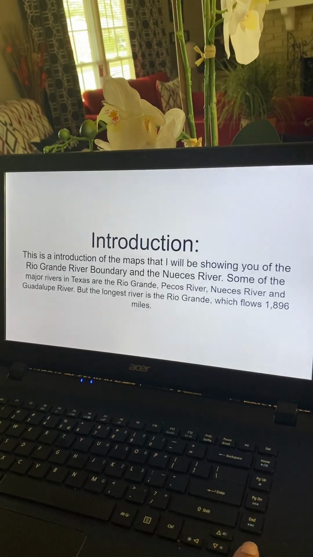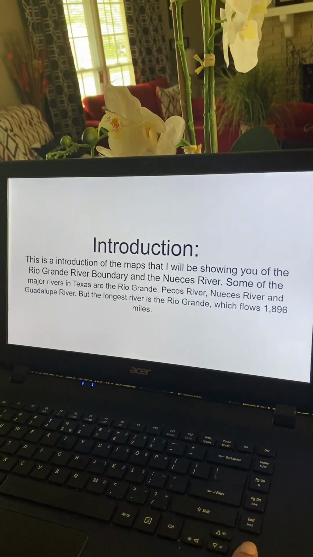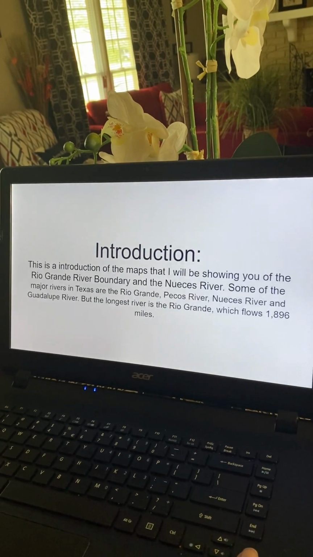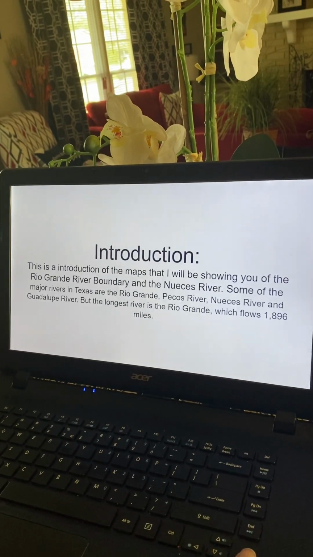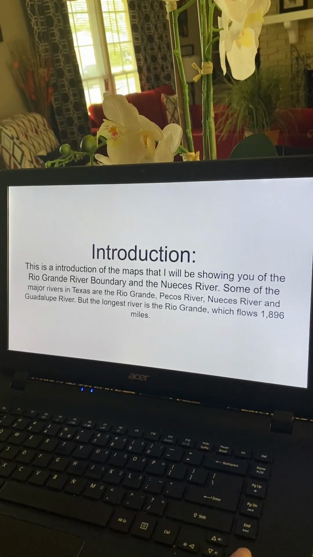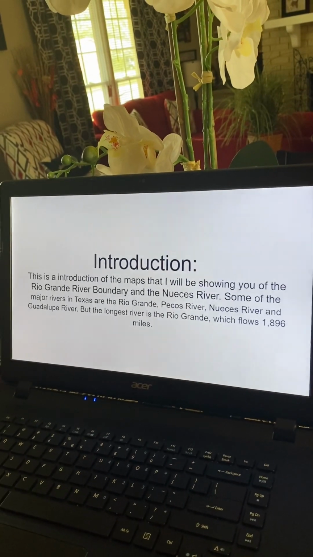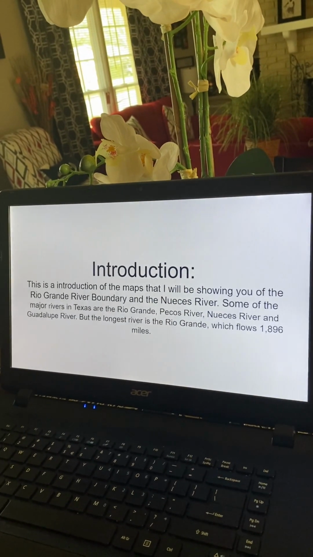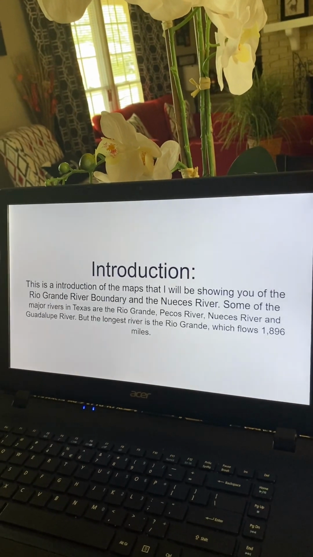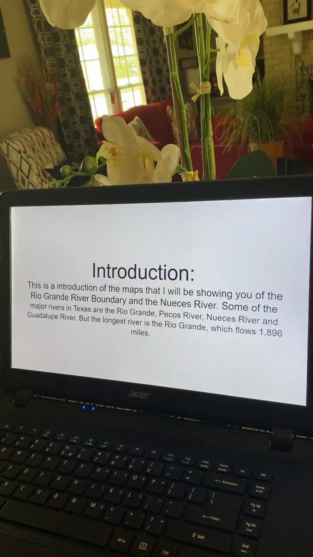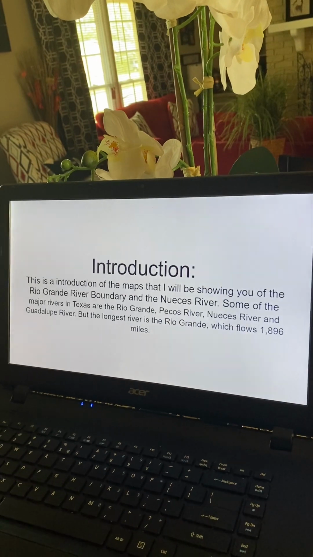Introduction. This is the introduction of the maps that I will be showing you of the Rio Grande River boundary and the Nueces River. Some of the major rivers in Texas are the Rio Grande, the Pecos Rivers, Nueces Rivers, and the Guadalupe River, but the longest river is the Rio Grande, which flows 1,896 miles.